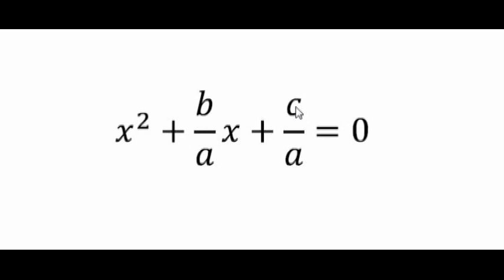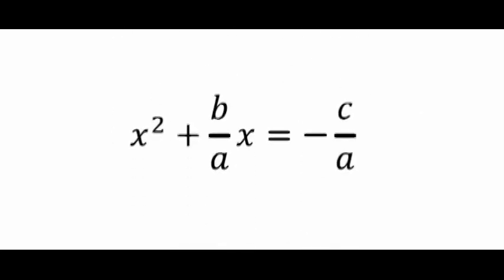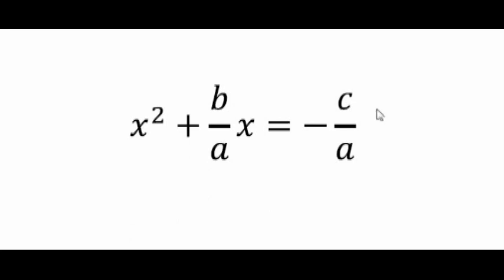So we're going to take this and move it over to the other side, and that looks like this. So we have x squared plus b over a times x plus nothing here yet is equal to negative c over a. We brought the plus c over a to the right side of the equation, and it becomes negative.